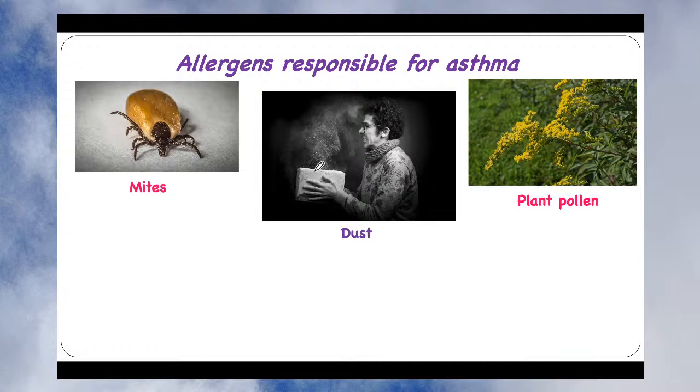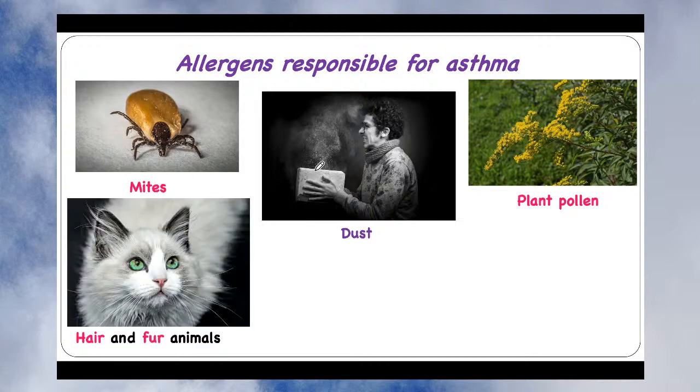The third one is plant pollen. Those who have bronchial asthma in a particular season, that is also called seasonal asthma. For example, they may be normal in the summer season, but during the winter or the rainy season they suffer from asthma. Why does it happen? Because during the rainy season there is flowering on the plants, and the flowering plants release many pollen grains into the environment. When you inhale those pollen grains, and if you are allergic to them, you will suffer from bronchial asthma, right? So plant pollen grain is also one of the allergens.